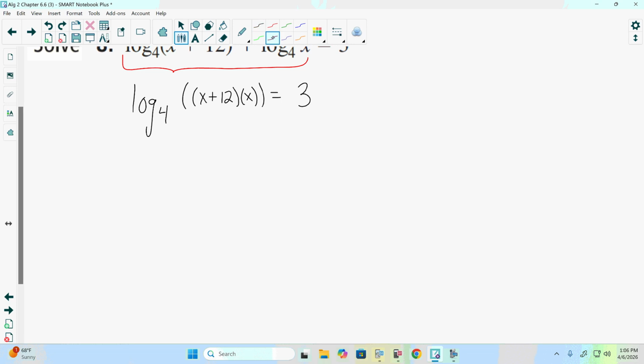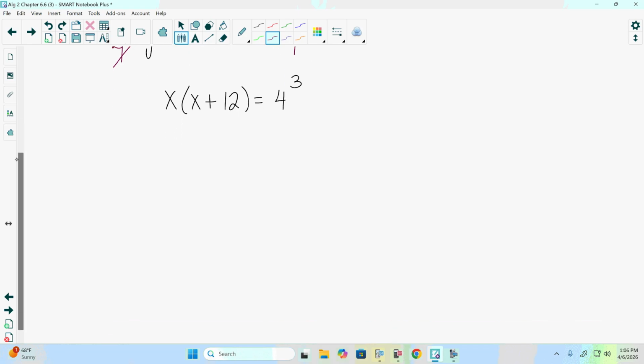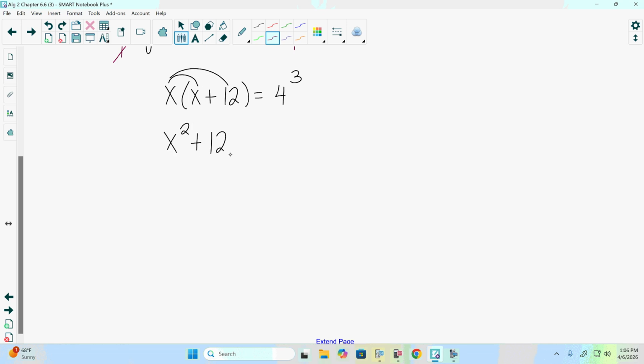But we now have one term on both sides, so we can put both sides to the base of 4. 4 to the log base 4 will simplify, leaving us with x times x plus 12 is equal to 4 to the third. Now the left-hand side's kind of nice. We just need to distribute the x. x times x is x squared. x times 12 is 12x.